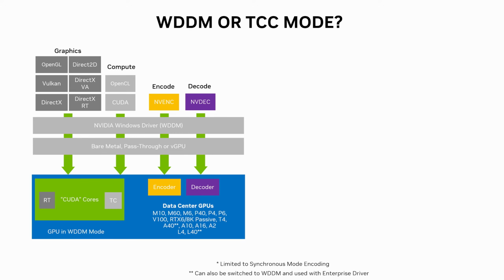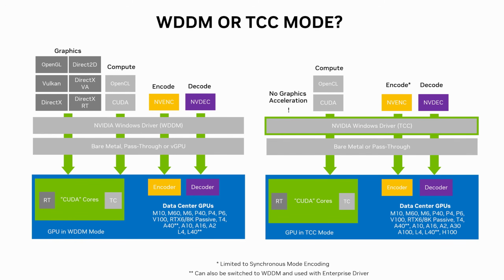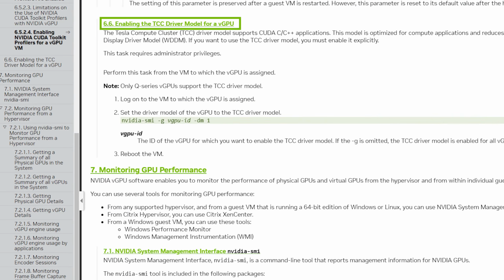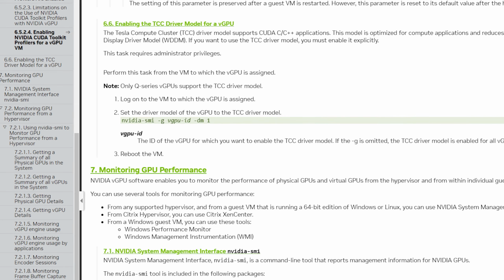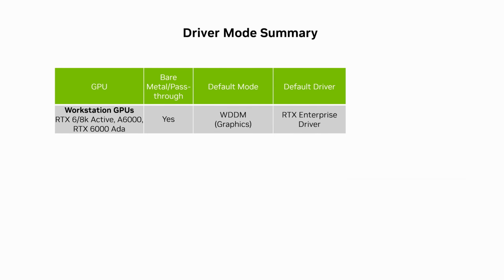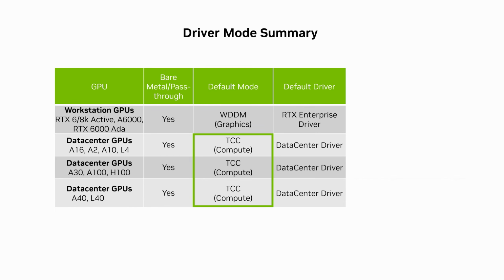So let's summarise. If you want to use graphics APIs and do graphics acceleration with your data center GPU, you'll need to be in WDDM or graphics mode on the GPU. If you have a compute-only workload, then TCC mode will be enough. There are in fact a few situations, even with the virtual GPU driver, where you might want to turn that GPU into TCC mode to get slightly faster CUDA kernel launch times as well. Workstation GPUs will always default into WDDM or graphics mode to display and render 3D graphics. Data center GPUs will always default into TCC or compute mode in order to do high performance computing or AI.